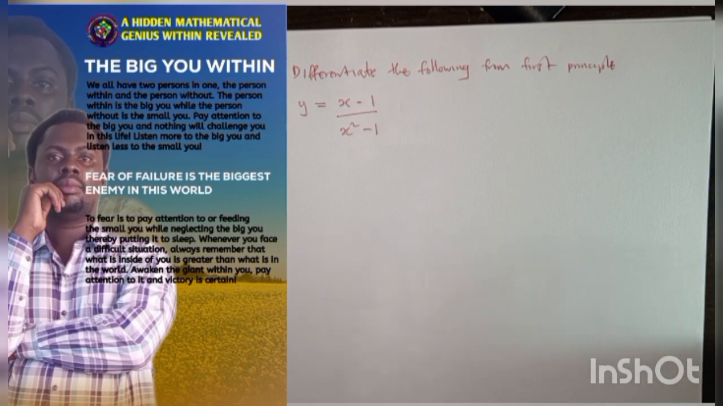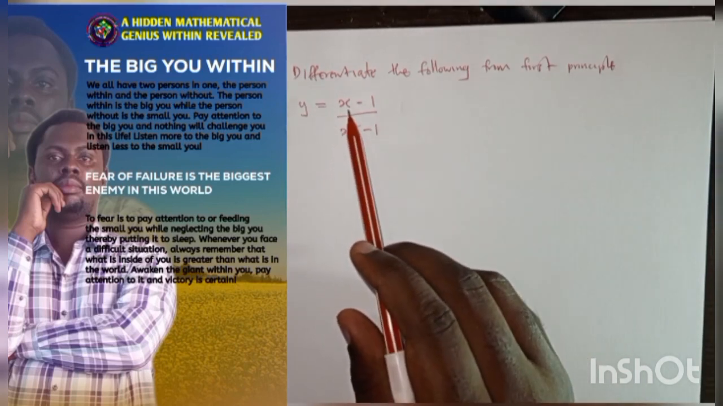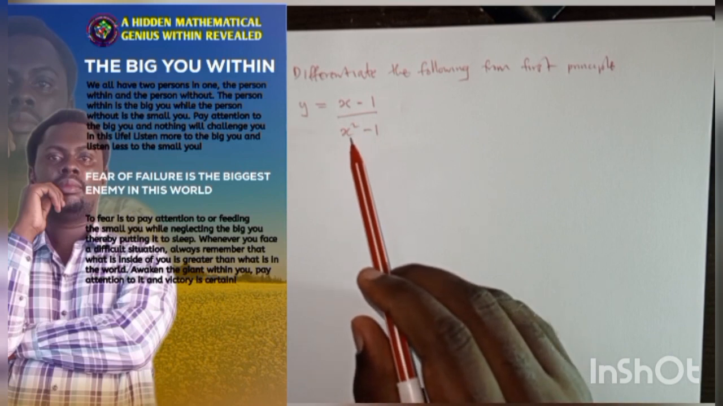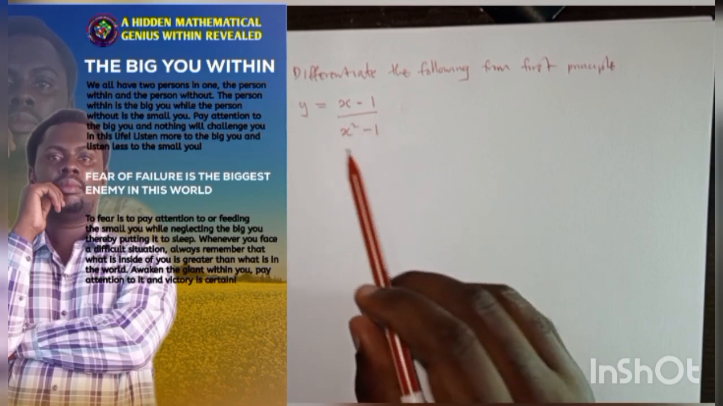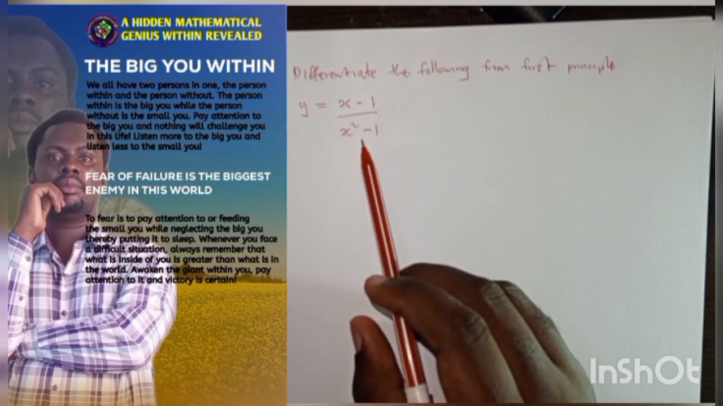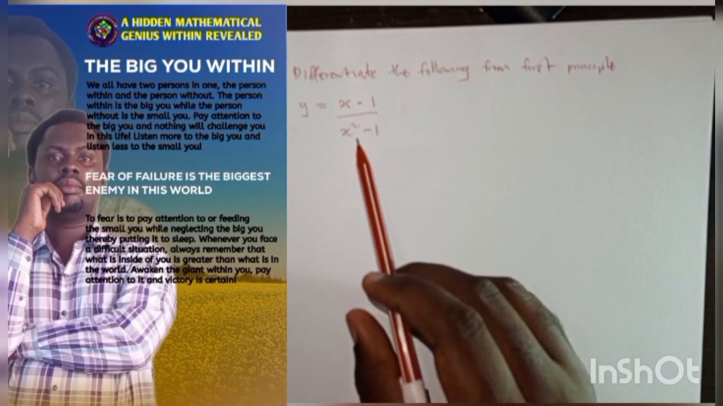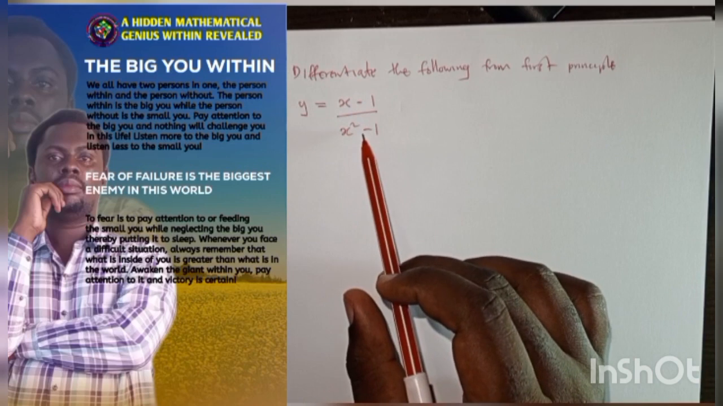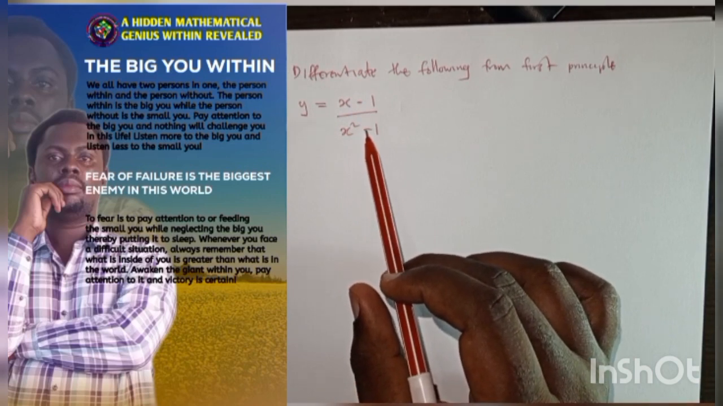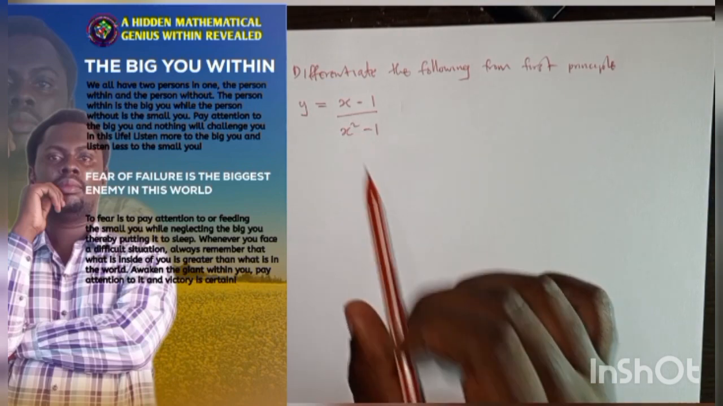Okay, so today's question: differentiate the following from first principle. We have y is equal to (x minus 1) over (x squared minus 1). Before we differentiate from first principle, you can see that this fraction can be simplified. So first thing, let us simplify the fraction.